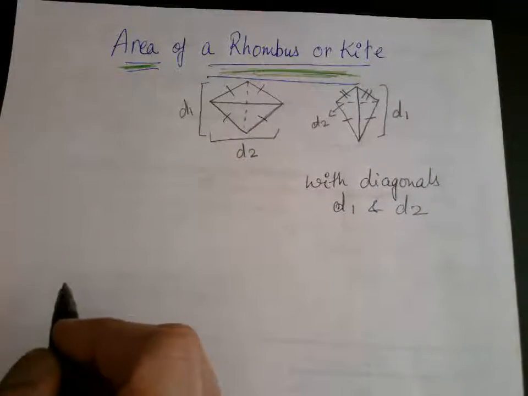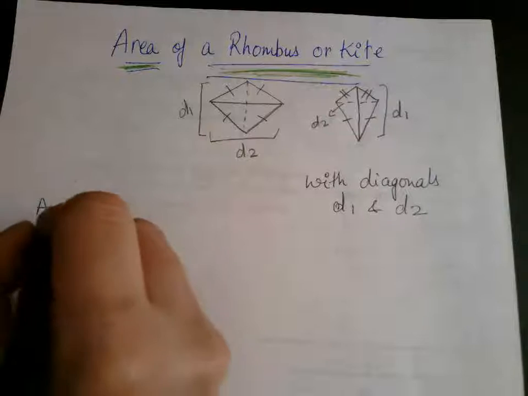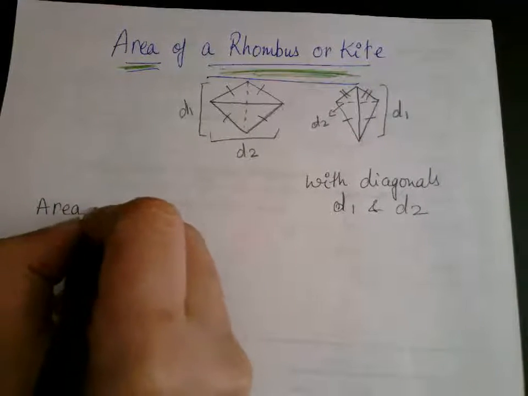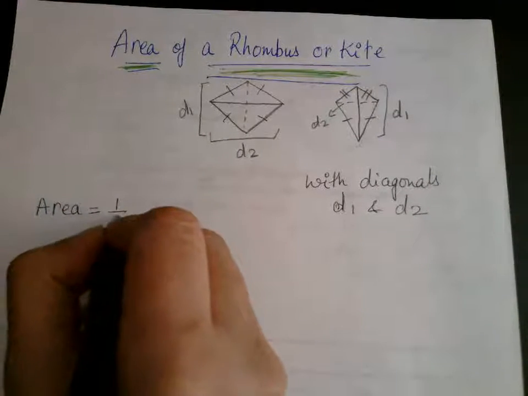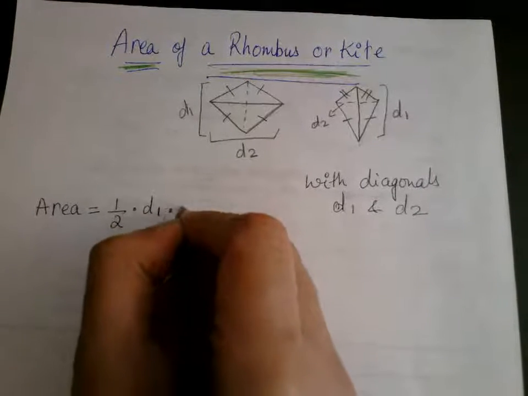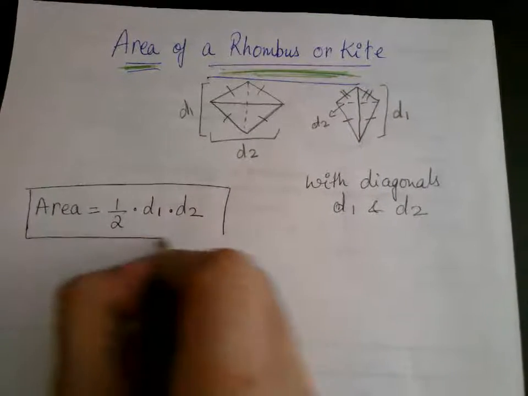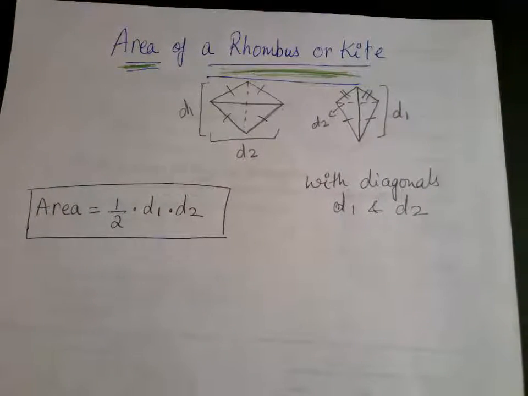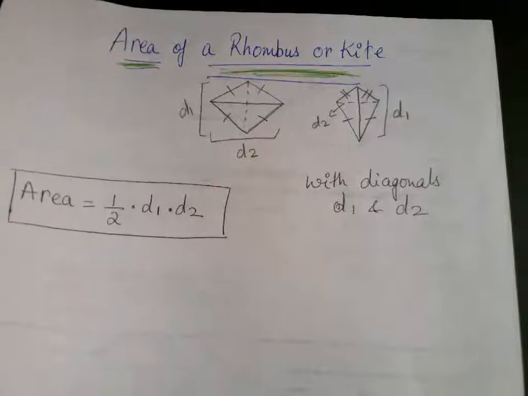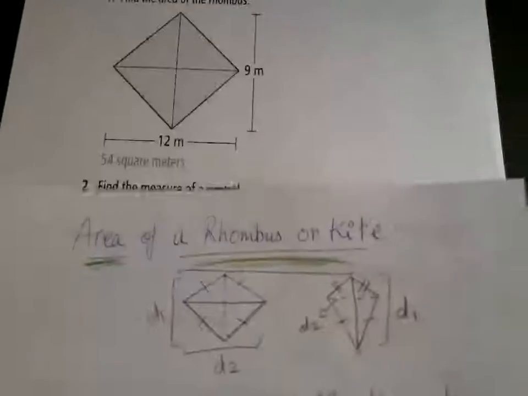To find the area in both these two cases, area is nothing but half times diagonal 1 times diagonal 2. This is the area of a rhombus or kite. Another thing, let's try one question related to this one.